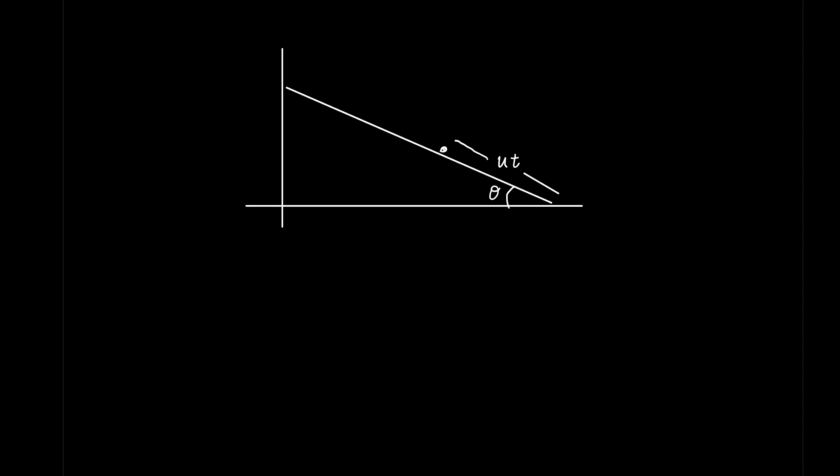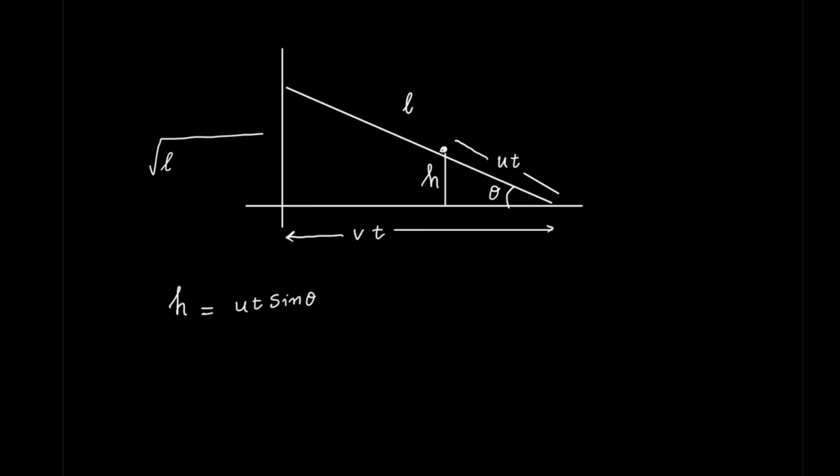Suppose this is the situation after a time t, and the rod is making an angle theta with the horizontal, and in time t the beetle has moved by a distance ut, and the height is, suppose h, so that h will be equal to ut sine theta. You can verify. Check that this lower end of the rod has moved a distance vt in this time t, and therefore this height will be, using Pythagoras theorem, equal to under root L square minus v square t square. And now put the value of sine theta from this triangle. So this is the height after a time t, and we have to find the maximum height.